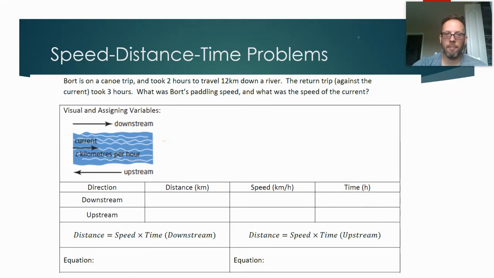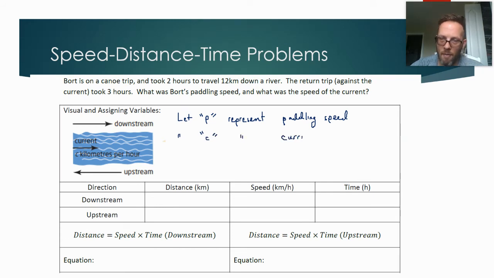Let's write let statements. Let P represent paddling speed. And let C represent the current speed. So we have two situations here. One where Bort is paddling downstream and back up.